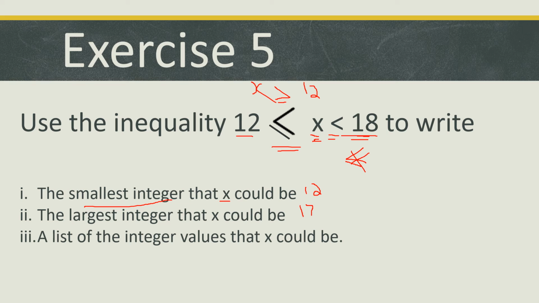And a list of the integer values that x could be. So we're just going to state here 12, 13, 14, 15, 16, and until 17. So we're just going to take the smallest integer until the largest integer that this mystery number could be.